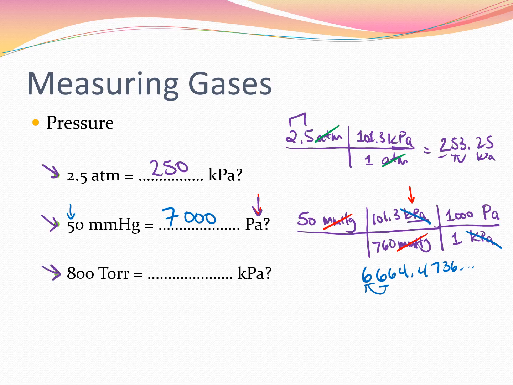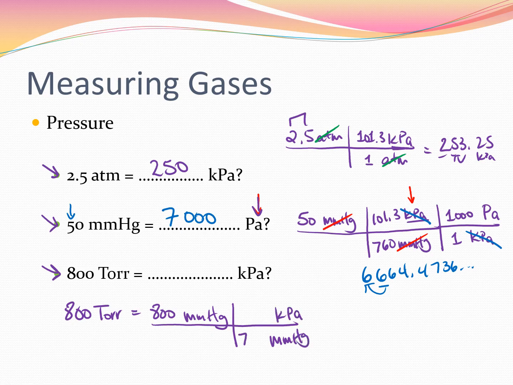My friends, do this one on your own in the Edpuzzle. Hopefully you remembered that torr are the same thing as millimeters of mercury, because we don't have any conversion factors for torr, but we do have conversion factors for millimeters of mercury. So we're going to take those 800 millimeters of mercury, which are the same thing as 800 torr. We're going to put millimeters of mercury on the bottom and kilopascals on the top. We know that 760 millimeters of mercury is the same thing as 101.3 kilopascals. So now we can cancel out millimeters of mercury top and bottom.